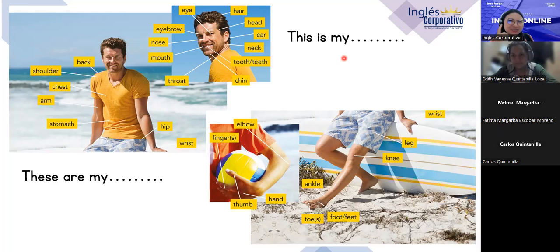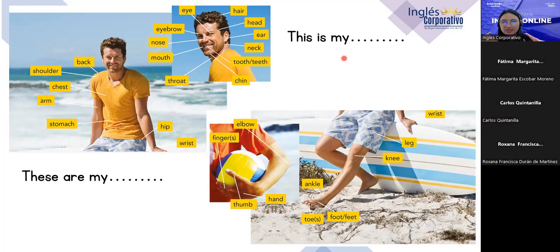My knee. My neck. Ah, neck. This is my chin. This is my head. This is my throat. Okay, throat. La garganta. Throat. This is my waist. My waist. Okay.